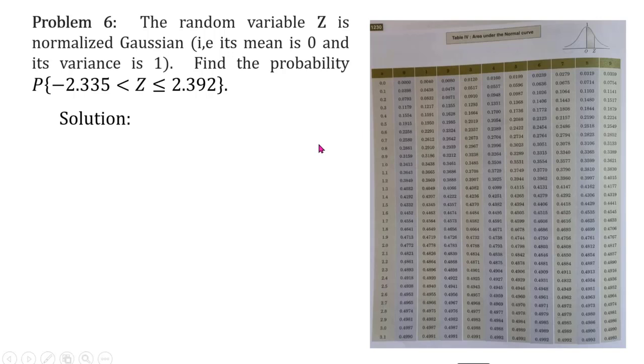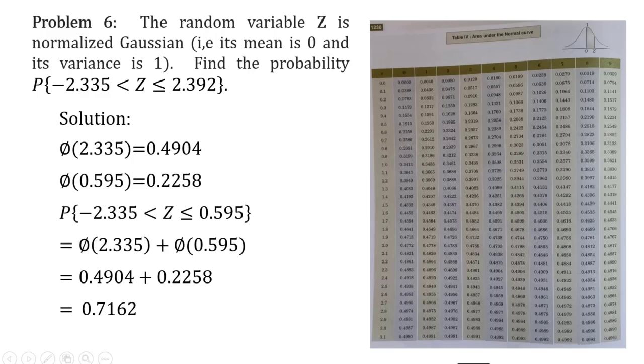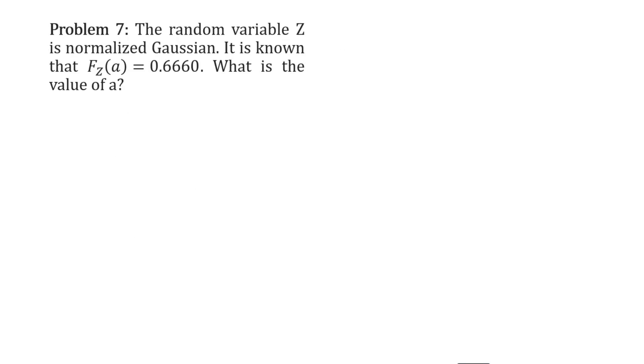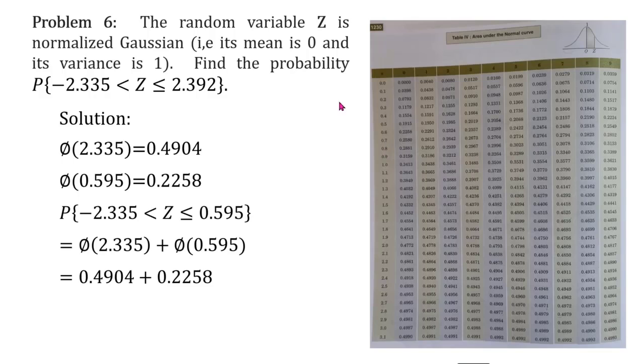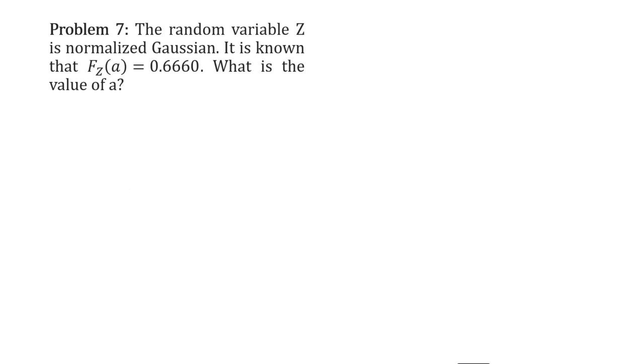All right, let us go ahead. Actually it is solved, but cross verify the result. It is 0.7162. All right. This table is a PDF table, the probability density table. Now one more question here. They will give the probability, then they will ask for the value of the independent variable A.